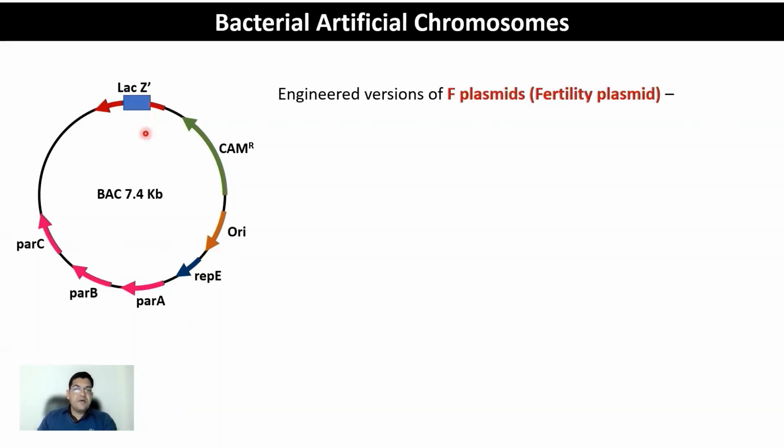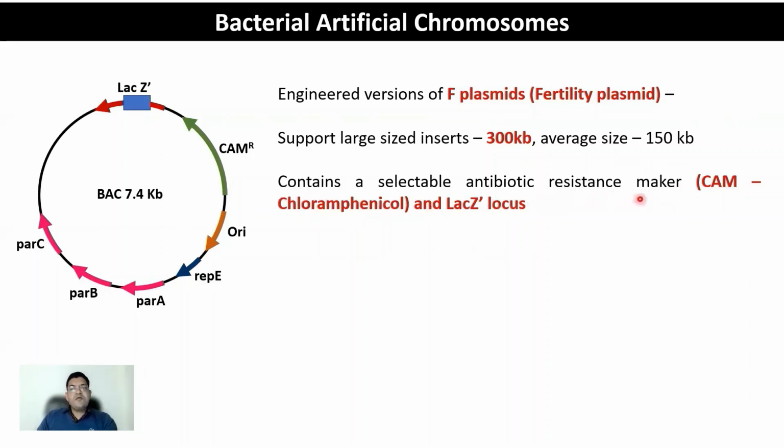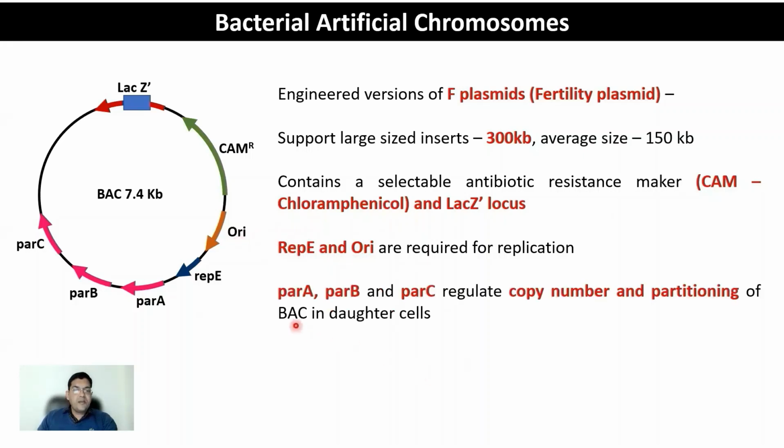So as I said, these are engineered versions of F plasmid or fertility plasmid. The transfer genes have been removed completely. Anywhere between 150 kb to 300 kb fragments can be inserted into bacterial artificial chromosomes, but the average size is around 150 kb. They contain a selectable antibiotic resistance marker, which is chloramphenicol. And for selection of recombinants, you also have a lacZ prime locus, and you can go for blue-white selection to finally select your recombinants. RepE is the protein responsible for replication, and the replication starts at the origin of replication. The parA, parB, and parC genes regulate copy number and also the partitioning into the daughter cells.